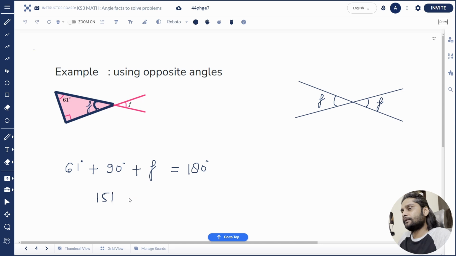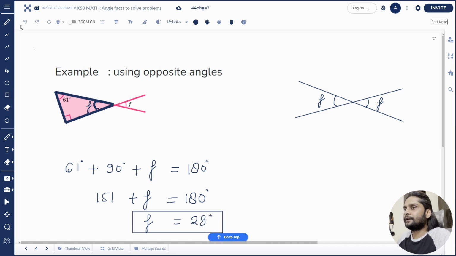We just got 151 plus F equals 180. Then you take away 151 from 180, you would get 29 degrees. So that's the value of F. No matter whether you utilize it for the interior angle or for this outer angle, that's okay. Sorry students, that's 29 degrees. Just correct that. Yeah, 180 minus 151 will give you 29 degrees. Okay students, let's continue to the next example.